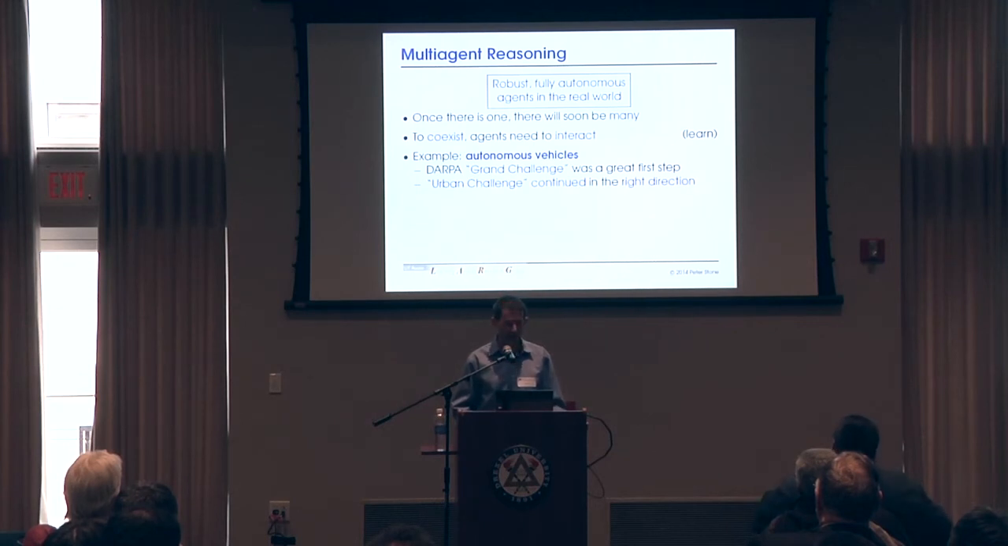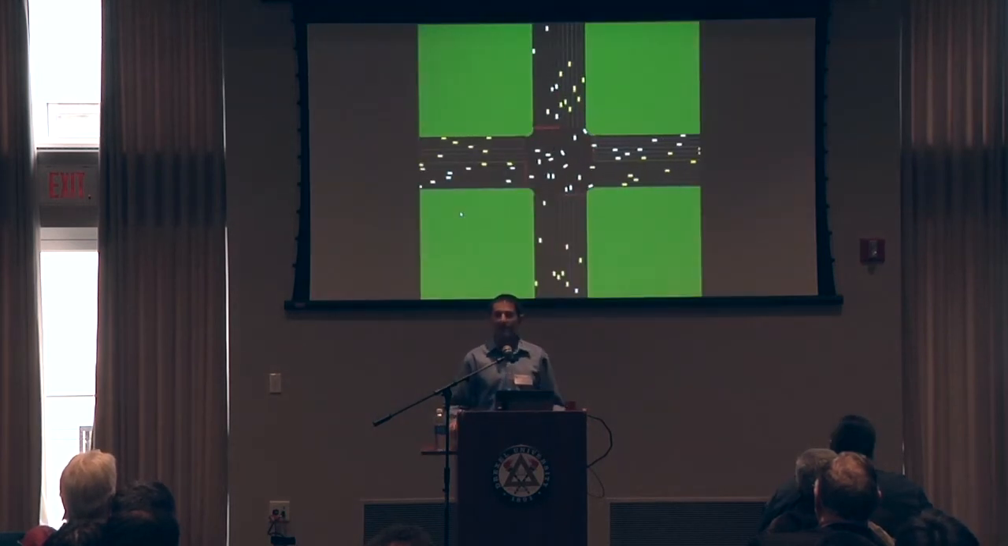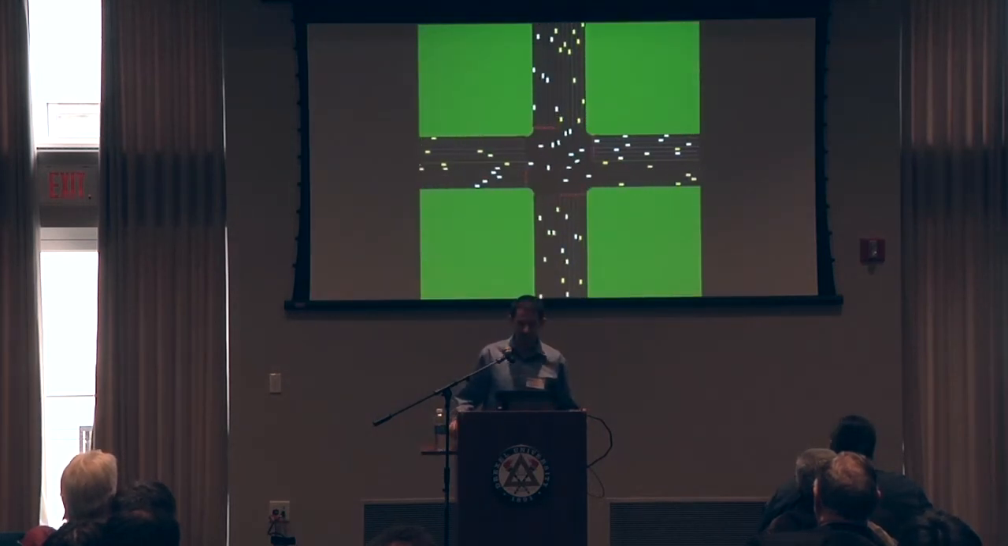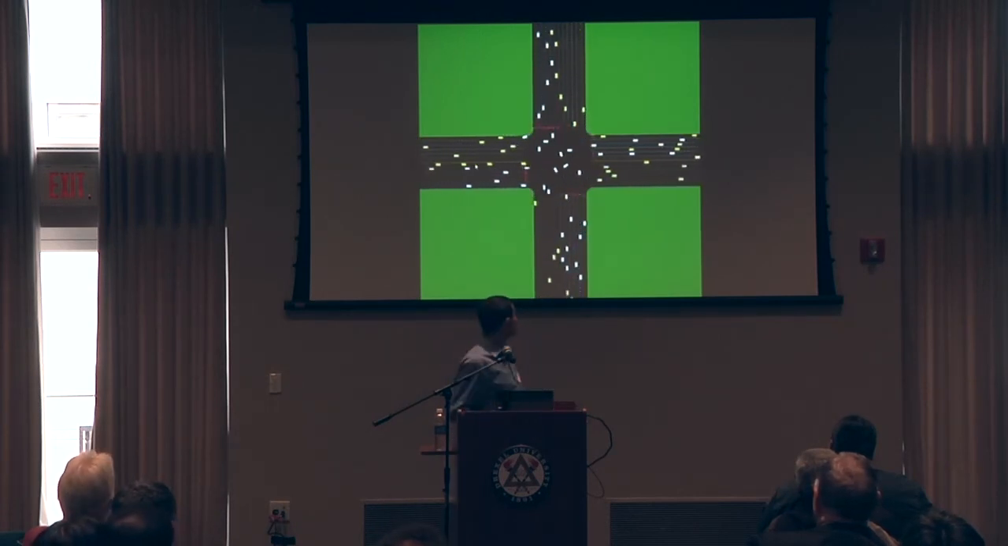And in particular, at intersections, are we still going to need traffic lights and stop signs? Or can we do better by having the cars interact with one another? And so here's a simulation of what we think the world will be able to look like.